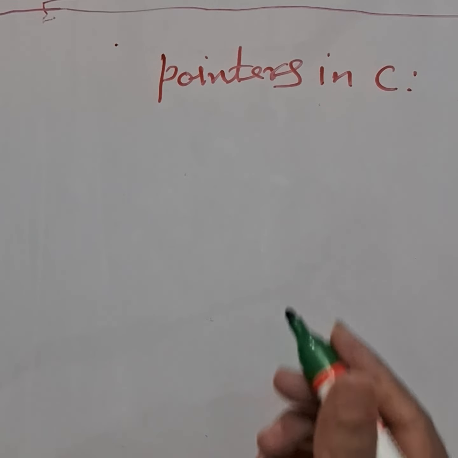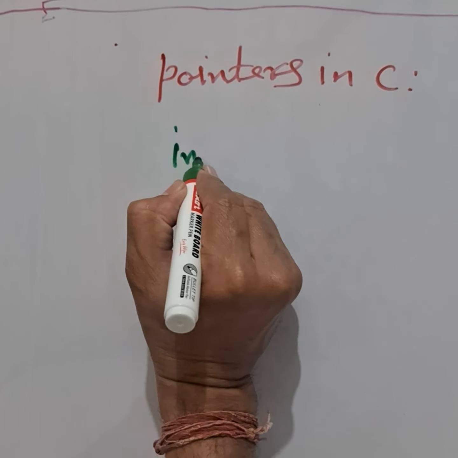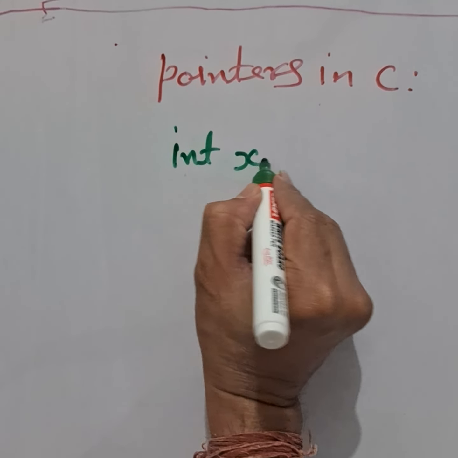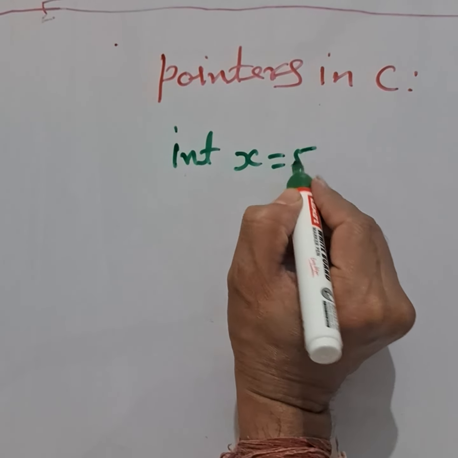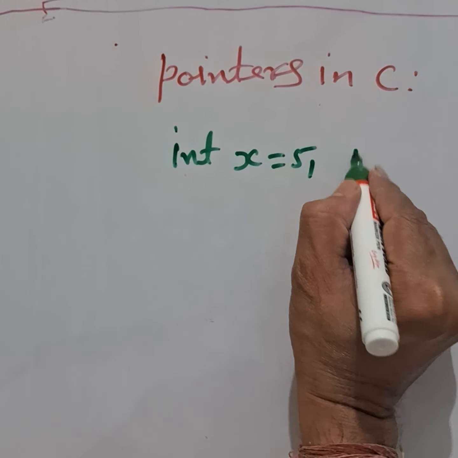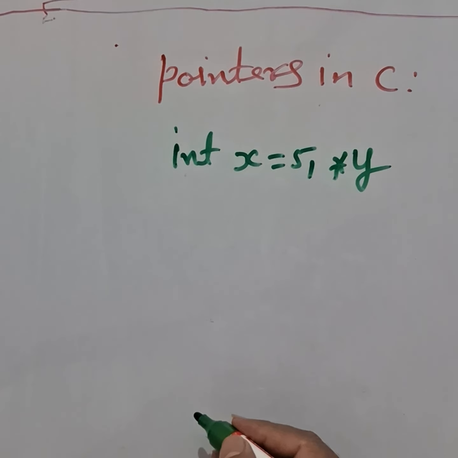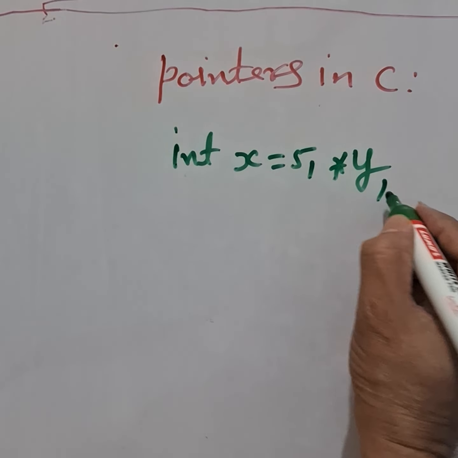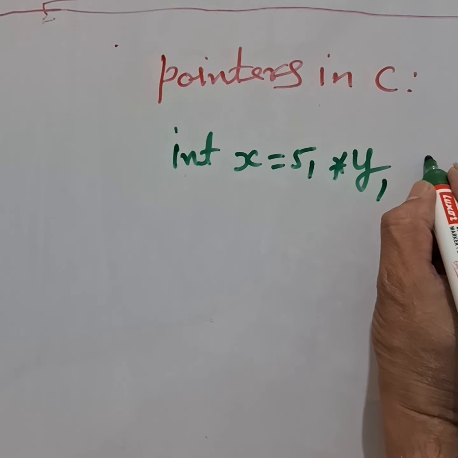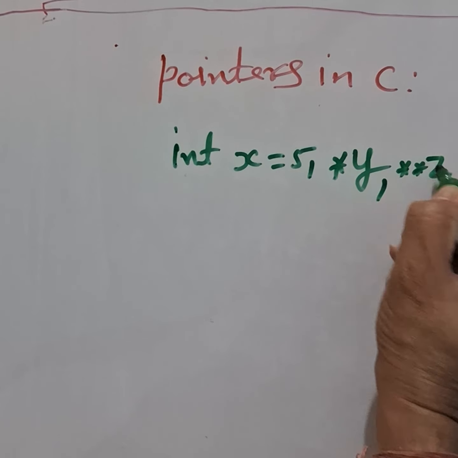So let me take one example. Suppose we have a declaration, say int x, which is initialized with the value, say 5. There is another variable y, and suppose we are making this a single pointer, and there is another variable, say z, which is a double pointer.